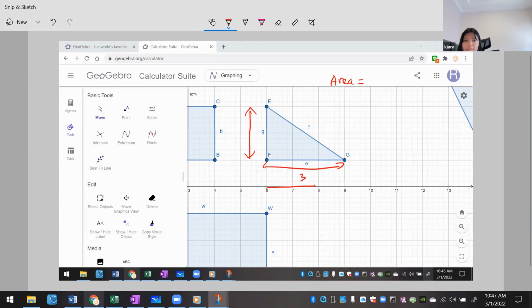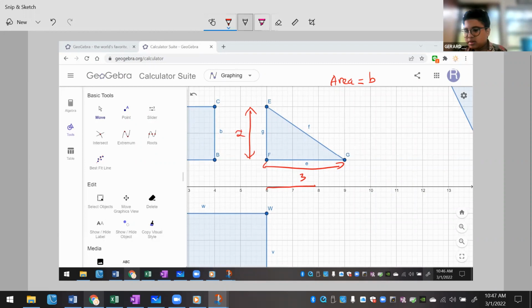Base. Base? Saya tahu, Pak. Tak dulu saya nanya Kiara. Sabar. Kiara, ya lanjut Kiara. Base-nya berapa? 3. Terus height-nya? 2. Jadinya berapa hasilnya? 5. 5?